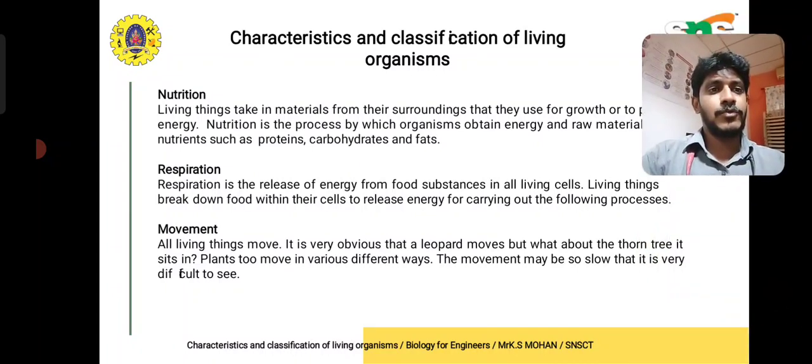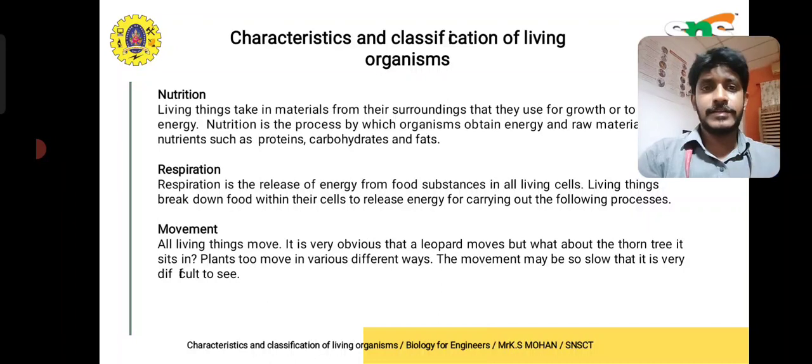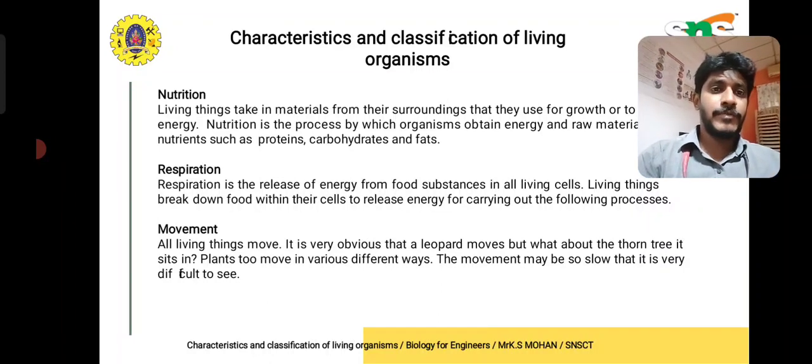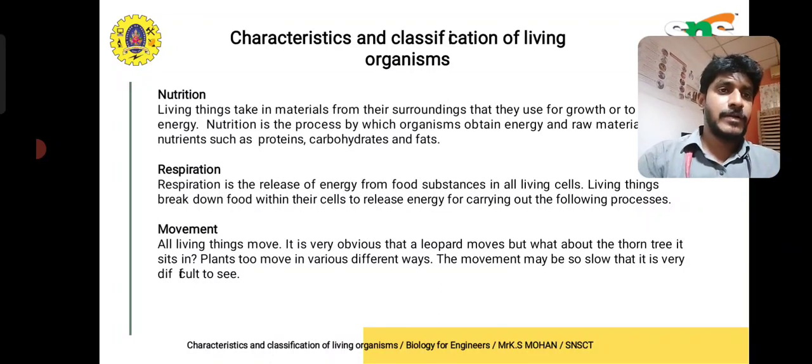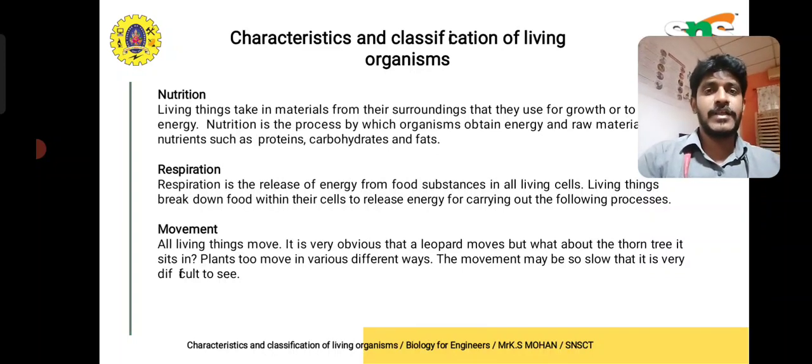Here is movement: all living things move. It is very obvious that a leopard moves, but what about a tree? Plants move in various different ways. The movement may be so slow that it is very difficult to see. So these are characteristics of living organisms. Nutrition, respiration and movement are the first three we are talking about here.